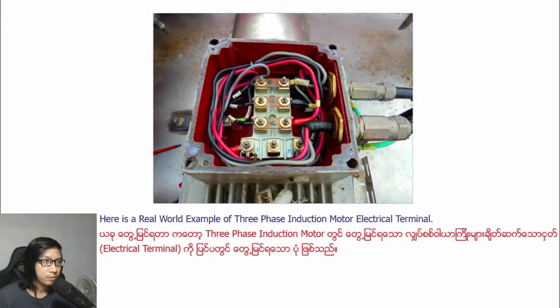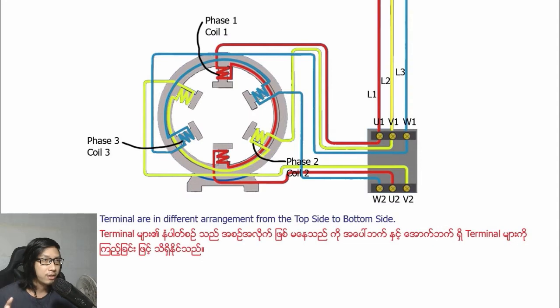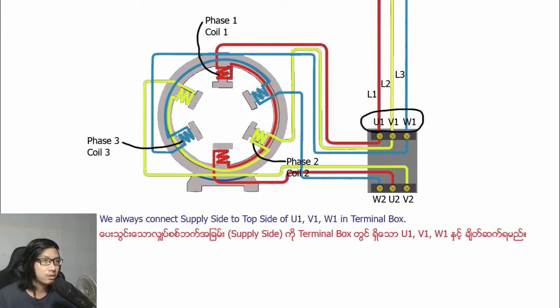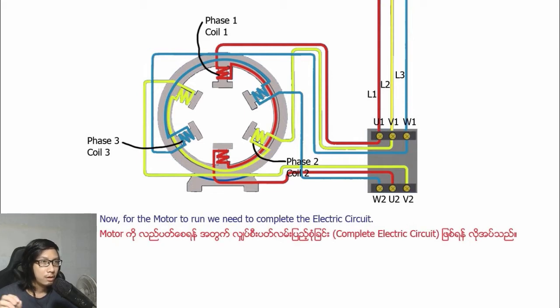Here is a real-world example of a three-phase induction motor electrical terminal. Terminals are in different arrangement from the top side to bottom side. We now bring in the three-phase power supply and connect these to the respective terminals. We always connect supply side to the top side of U1, V1, W1 in the terminal box. Now for the motor to run, we need to complete the electrical circuit.